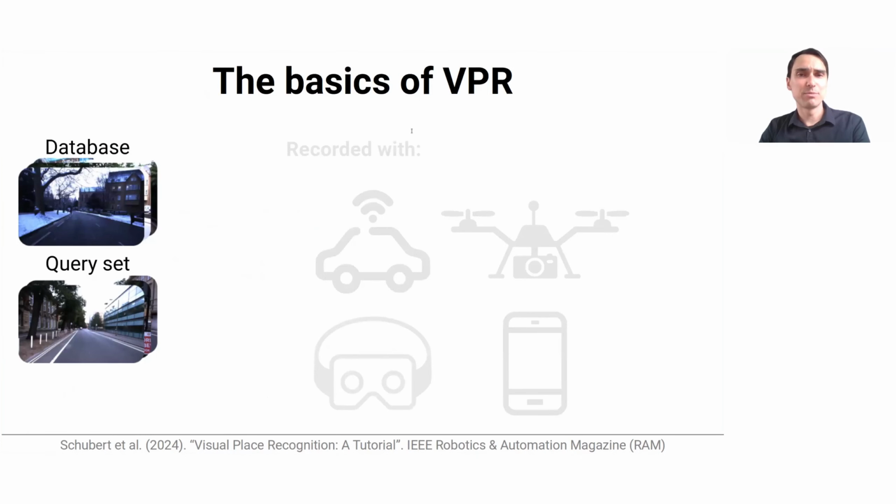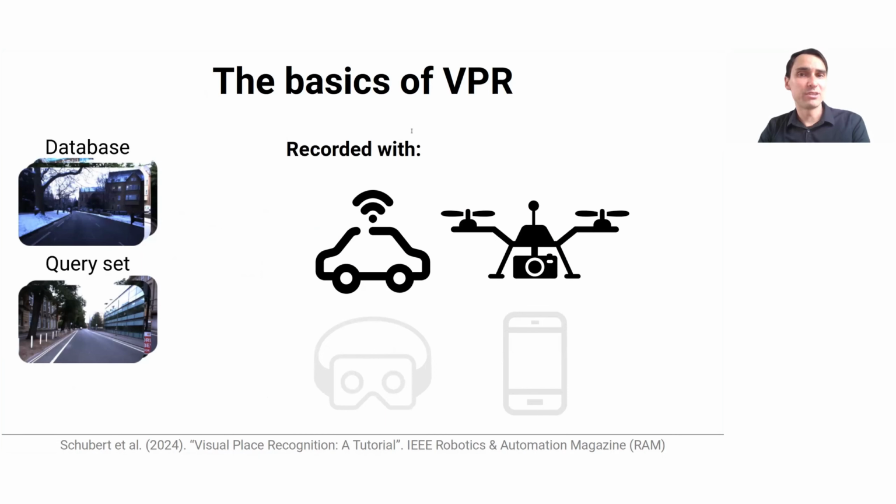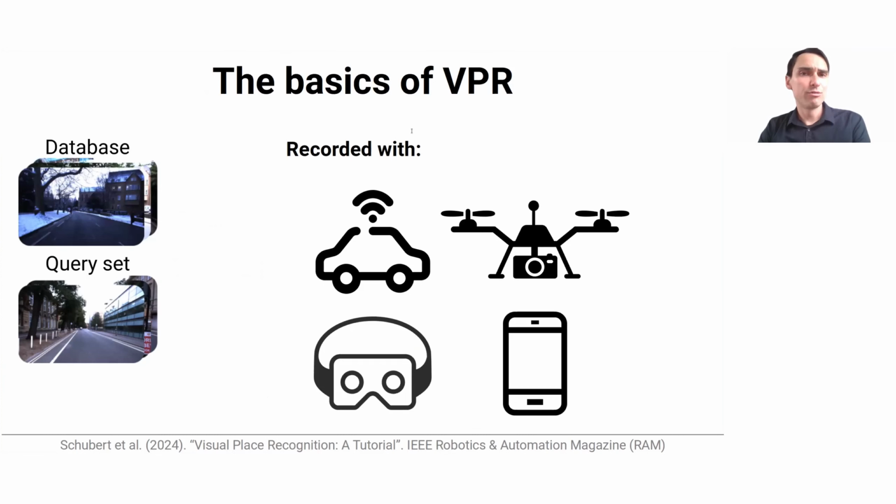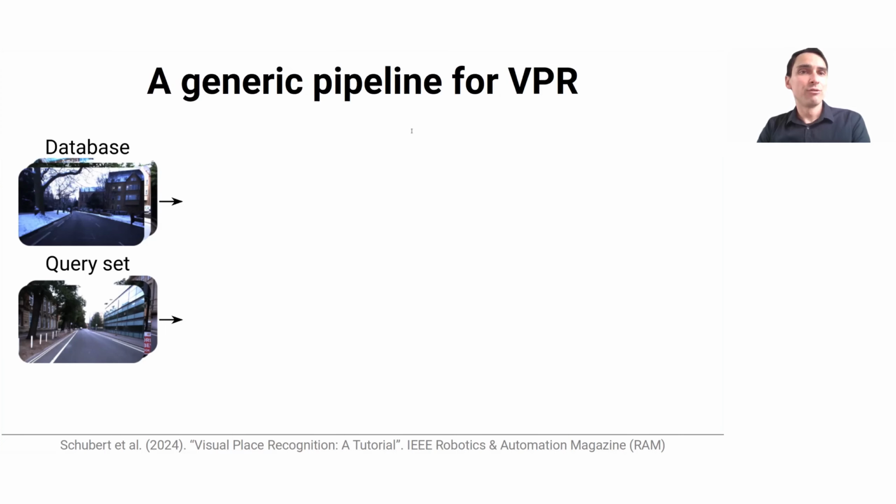Our tutorial starts with the basics of VPR. Typical VPR approaches are based on an image database of known places and on one or more query images. All images could be recorded with a camera, mounted on a variety of platforms, such as a car or an uncrewed aerial vehicle, or with mobile devices, such as an augmented reality headset or your cell phone. Given both image sets, each image pair between the query set and the database has to be compared to find same places.